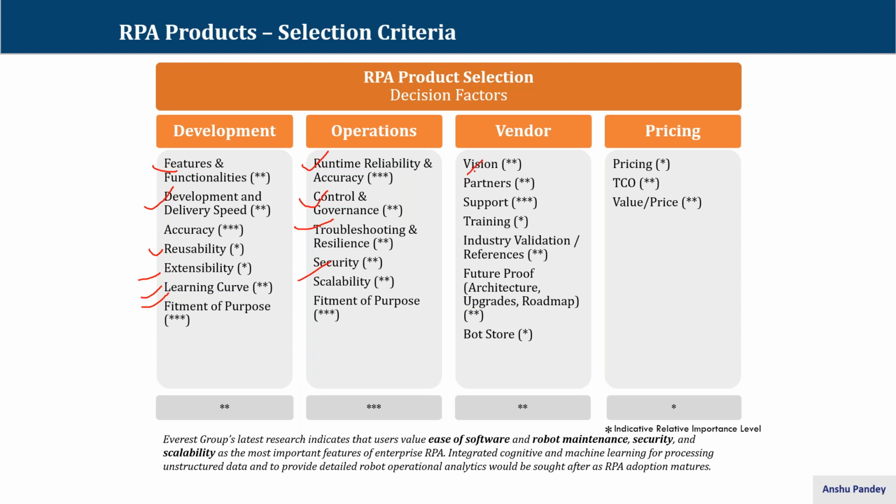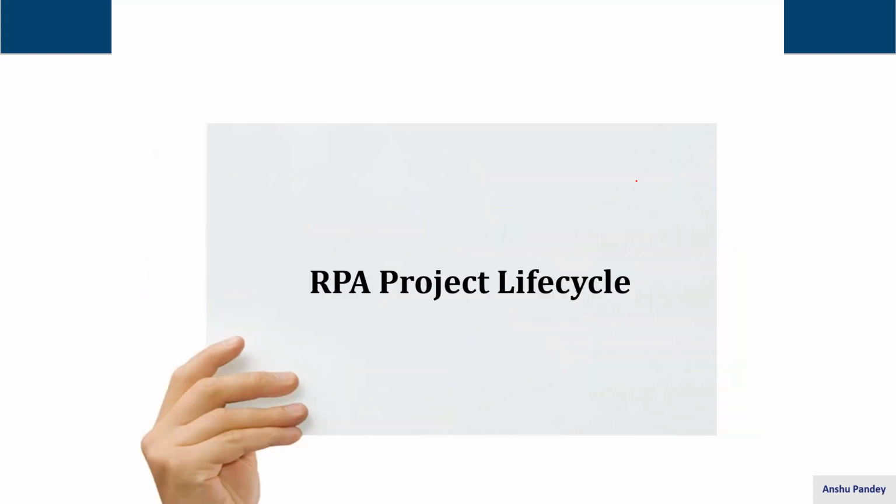Vendor, what's the vision of the vendor? Who are the partners? Who is using that? What is the support provided, training provided, industry validation references, future proof, and the bot store. Pricing, that is where you can look at the total cost of ownership and the value versus price. Okay, so that's one idea of how we select an RPA product.